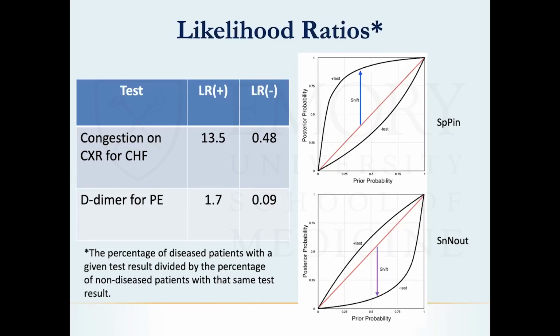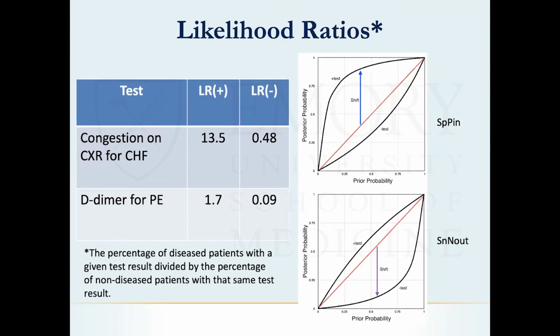So for congestive heart failure, you can see on the right a graphic that shows that a positive test should shift your thinking much more. And why is this? This can be remembered by the mnemonic SPIN. Congestion on a chest X-ray for heart failure is highly specific. So if a test is highly specific and it's positive, it's good for ruling something in.